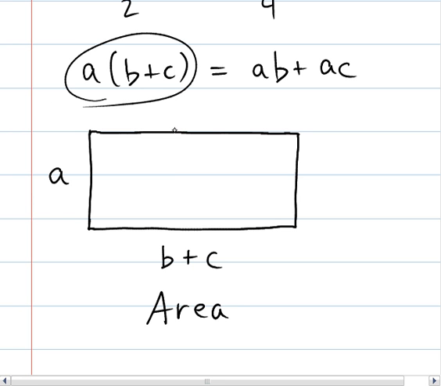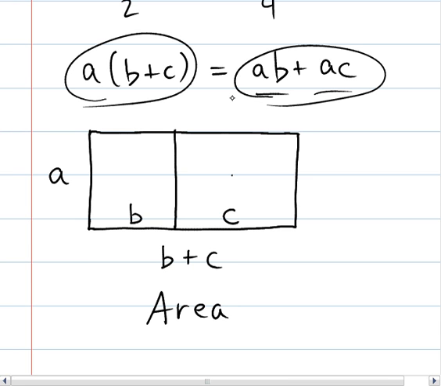However, if I draw a dividing line to divide this into 2 rectangles, right where I'm dividing the B plus C into lengths of B and C separately, so that this first line segment has length B and the second one has length C, then I can find the total area by adding the areas of these individual rectangles. The rectangle on the left has an area of A times B. The one on the right has an area of A times C. So we want to add those together to get the total area.